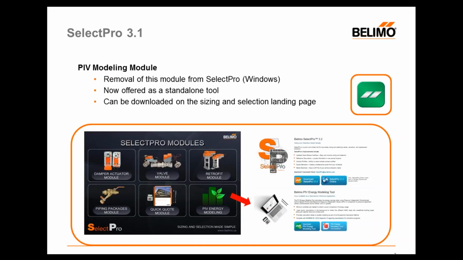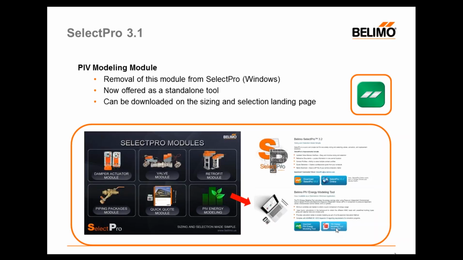We still offer this tool as a Windows download application. You can find it on belimo.us underneath the sizing and selection landing page. It's located right below Belimo SelectPro. You'll see it right here with the big red arrow.